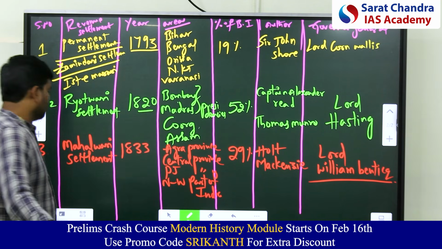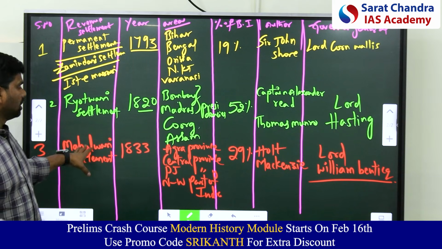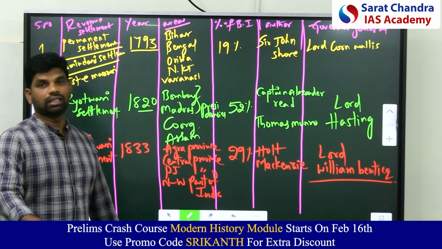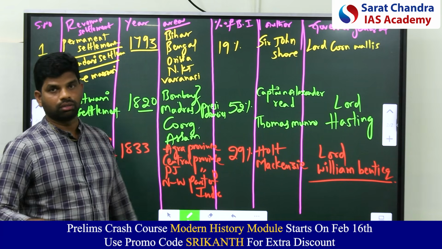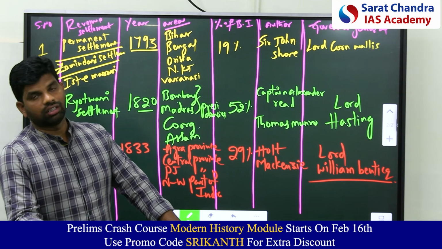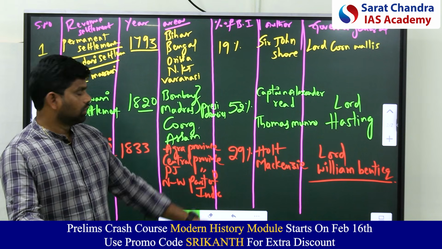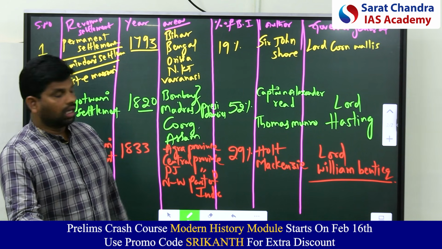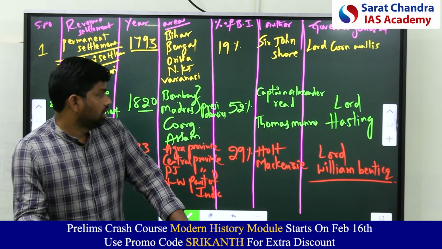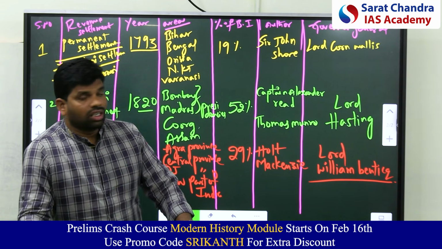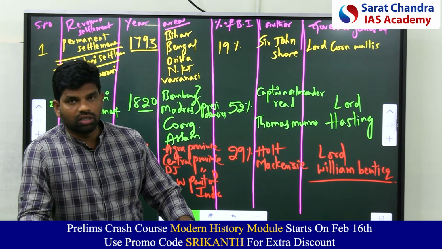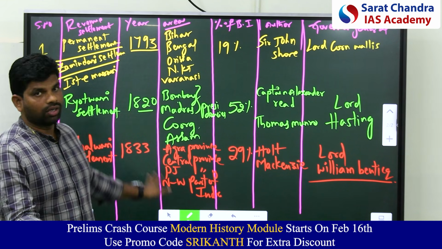And the last revenue settlement is the Mahalwari Settlement in the year 1833. The areas it covers are Agra province, Central province, Punjab province, the North-Western province of India, as well as the North-West frontier region. It covers 29% of the British area, and Holt Mackenzie is the person who devised this revenue settlement. And the Governor General is Lord William Bentinck, who introduced the Mahalwari settlement.